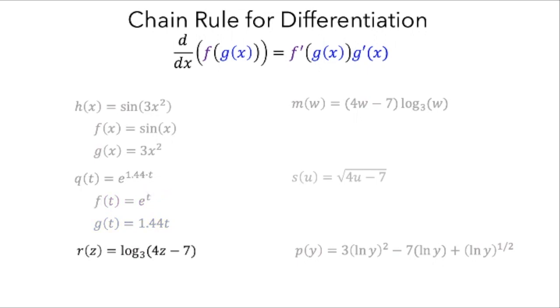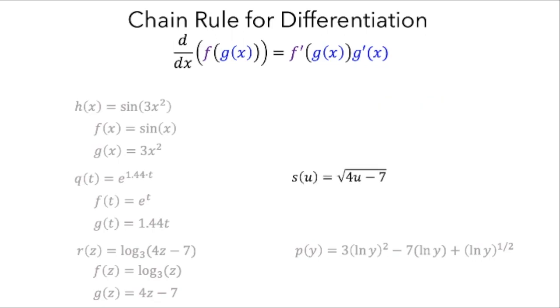For r of z, the logarithmic function might look unfamiliar, but you can use log base 3 of z as the outer function, and 4z minus 7 as the argument. m of w looks a lot like r of z. However, in this example, you're not composing two functions. Instead, you're taking the product of 4w minus 7 and log base 3 of w. So you need to use the product rule rather than the chain rule to compute the derivative of m of w.